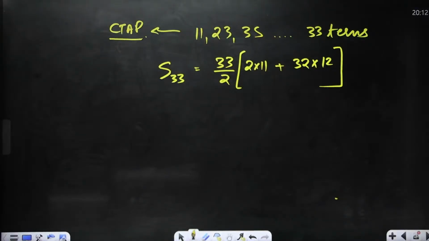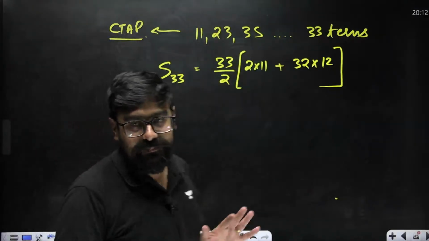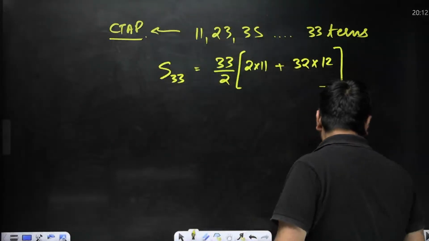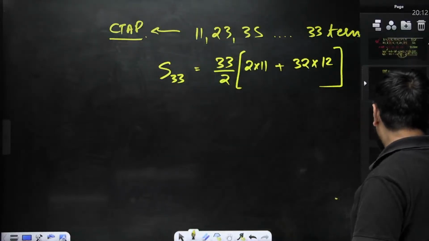Correct? Understood? 33 terms are going to be there. Nothing else. Right? Now, let's move on to the next thing.